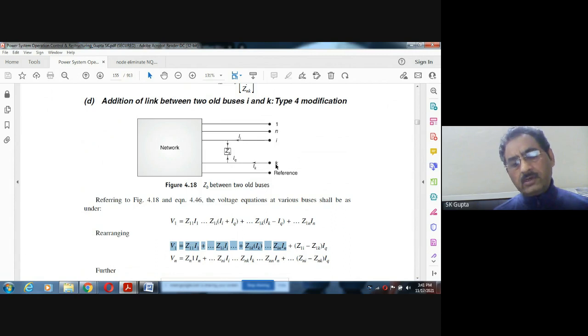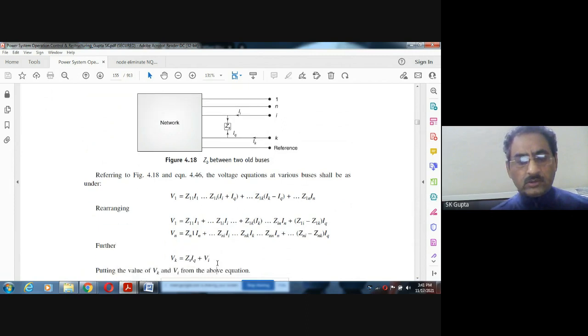Now you see Vk is equal to Zs Iq plus Vi. So this is one additional equation that comes from here. This additional equation you write here: Vk is equal to Zs Iq plus Vi. From here you see, it is the Vi voltage, it is the Vk voltage. So Vk is equal to Zs Iq plus Vi. This is a voltage equation. In this equation, Vk and Vi we will put from here.